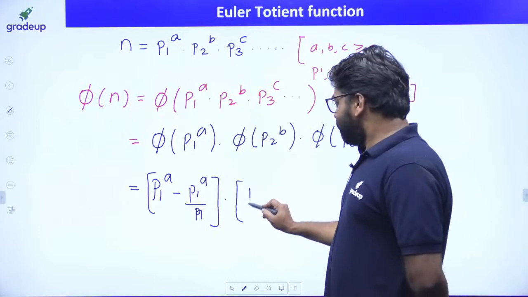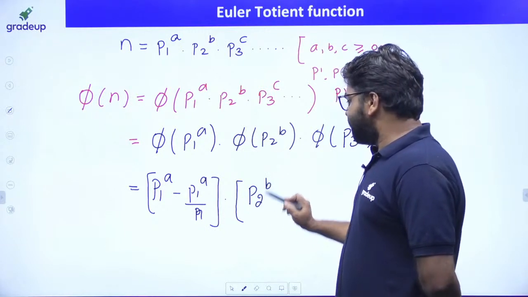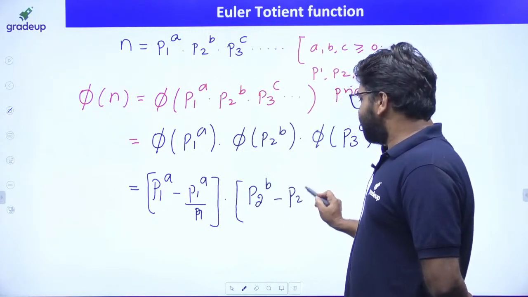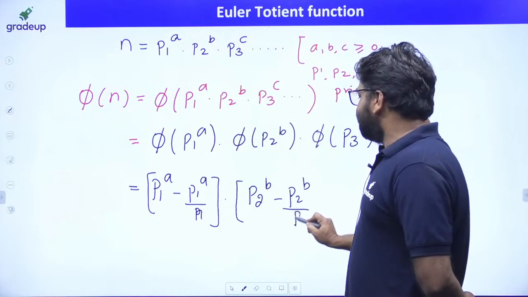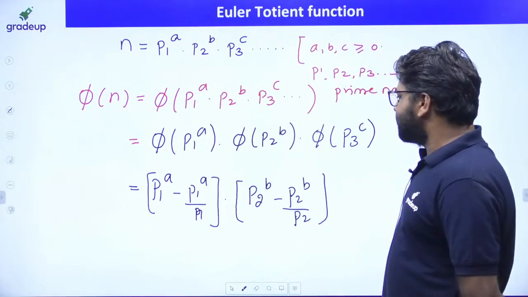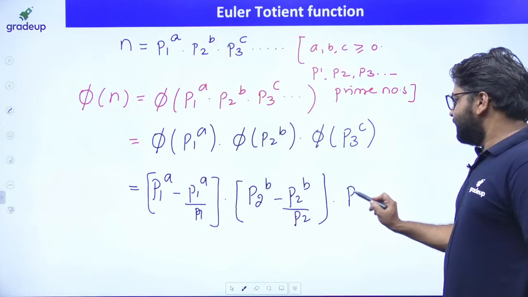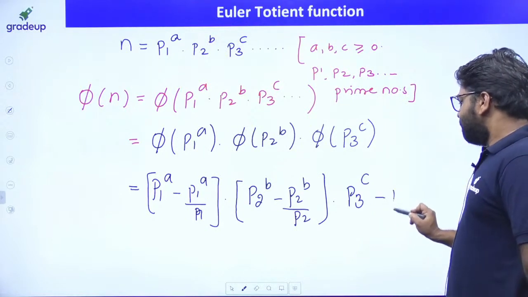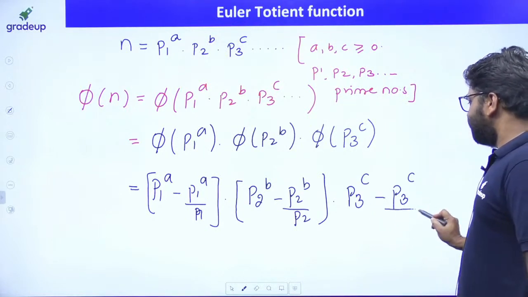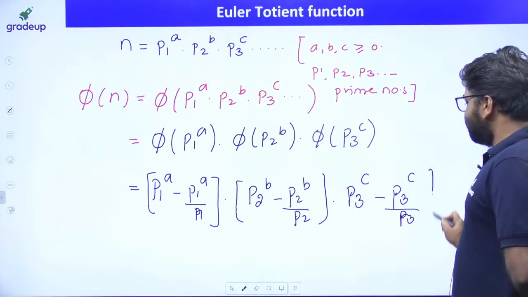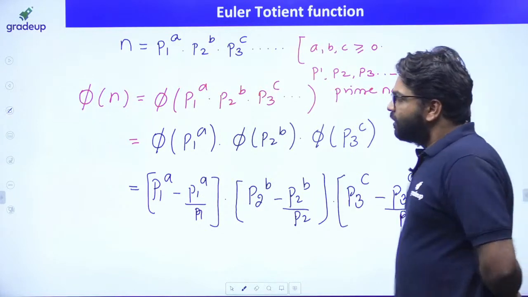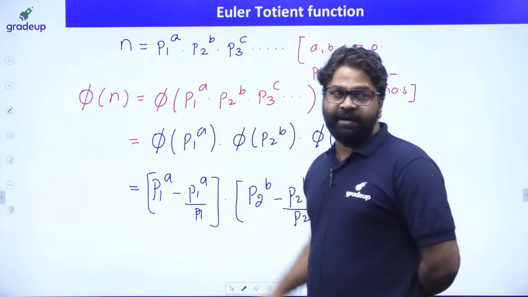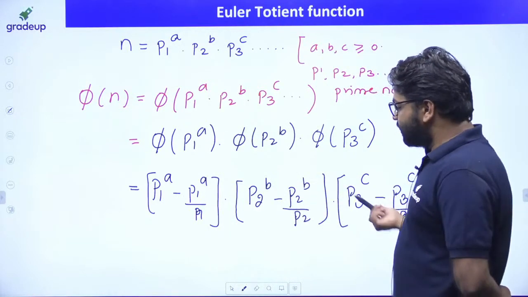Suppose you want to calculate the totient function of P2 raised to B, here I will be getting P2 raised to B, where P1 and P2 are prime numbers. Please try to understand that. Now here I will be getting P3 raised to C minus P3 raised to C divided by P3. Right now I am taking only 3 particular elements. So P1 raised to A, P1 raised to A divided by P1, P2 raised to B, P2 raised to B.